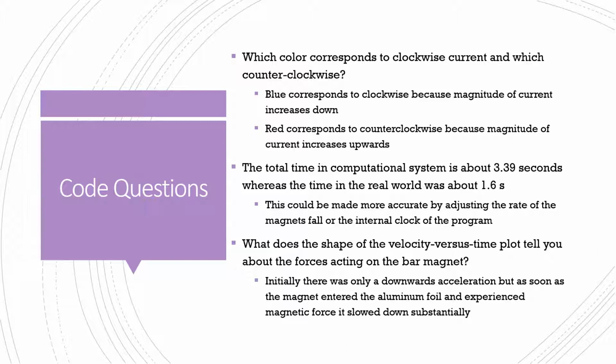The total time in the computational model is 3.39 seconds, but the real-world time was about 1.6 seconds. This could be made more accurate by adjusting the rate of the magnet's fall or the internal clock of the GlowScript program. Initially, gravity was the only force accelerating the magnet downwards, but as soon as the magnet started moving within the tube, a magnetic force was experienced in the upwards direction and slowed the magnet down substantially.